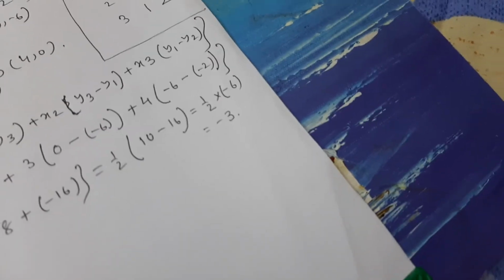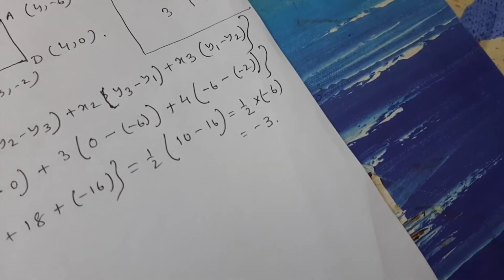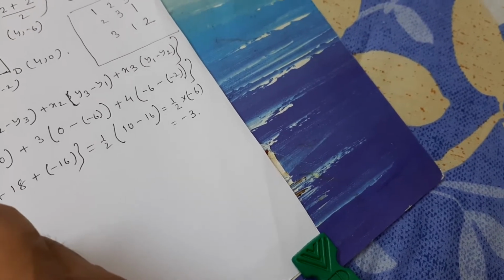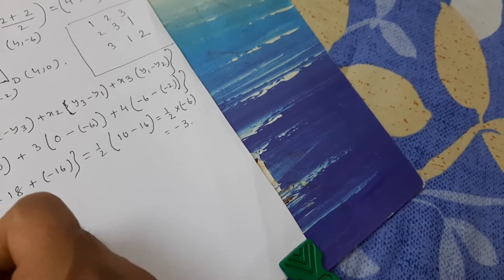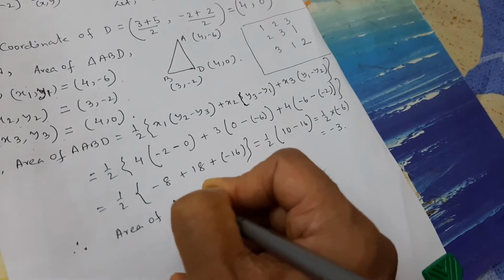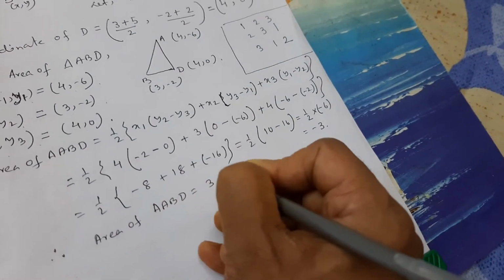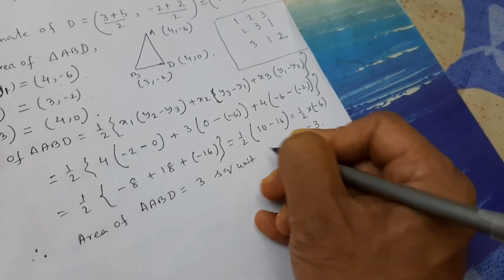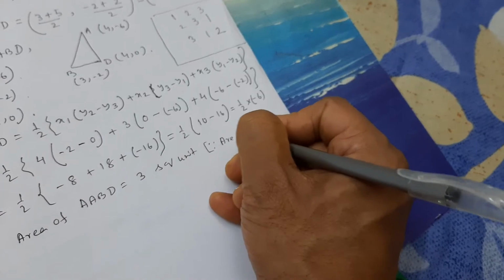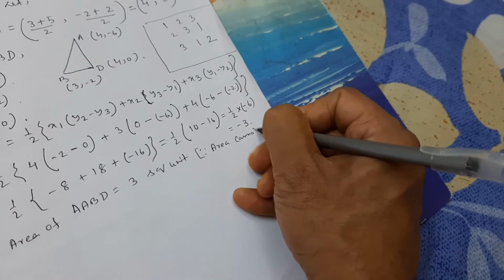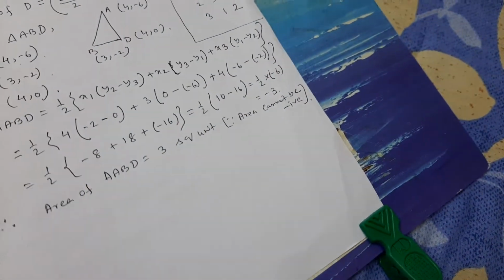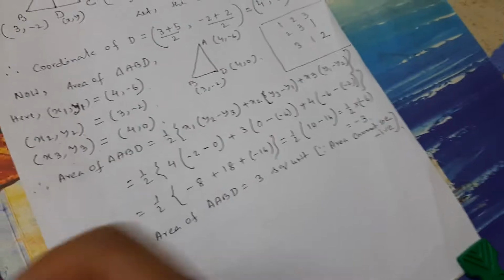But we know area cannot be negative. So the required area of triangle ABD is 3 square unit. Within bracket you can write, since area cannot be negative, area is always positive.